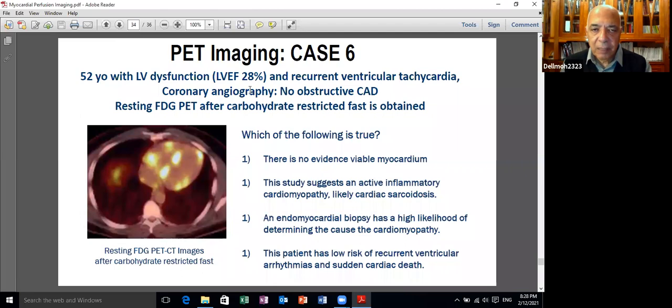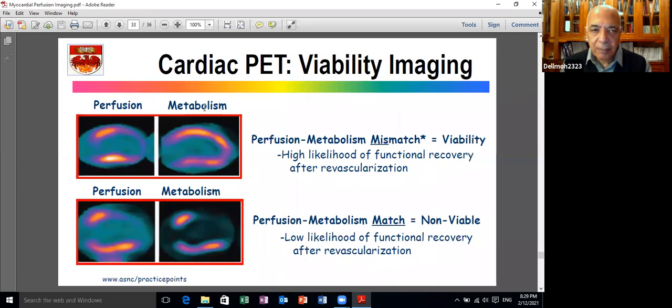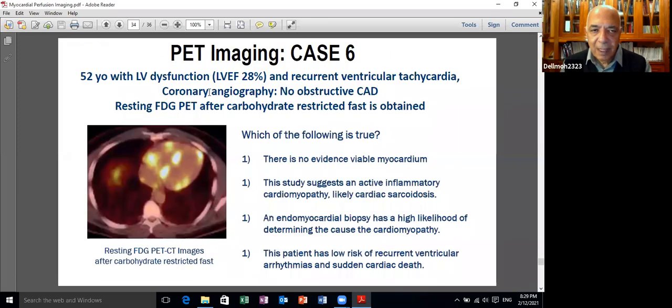Coronary arteriography has been done and it was normal. There is no obstructive coronary artery disease. Resting FDG PET after a carbohydrate restricted fast is obtained. I will explain what this means. What do you see here?